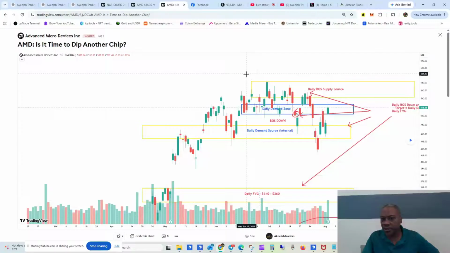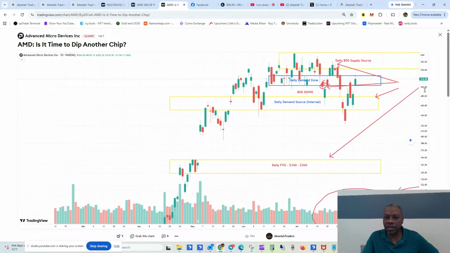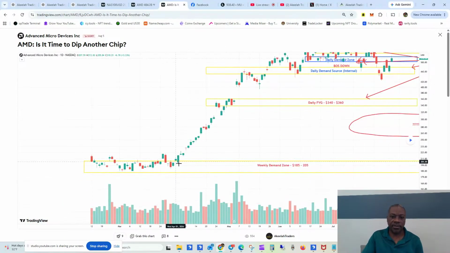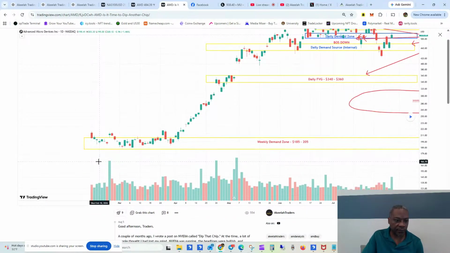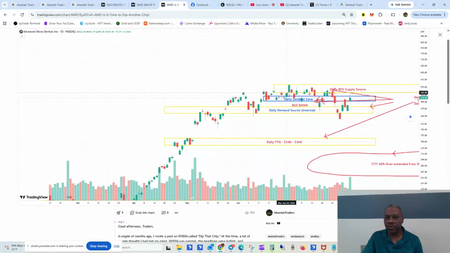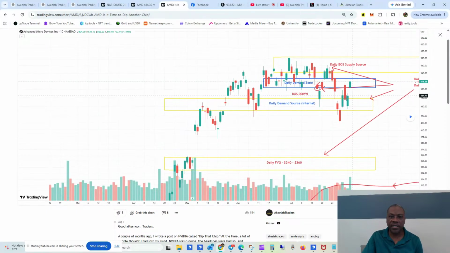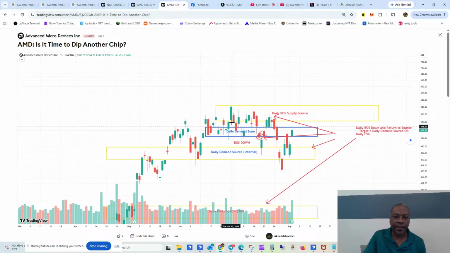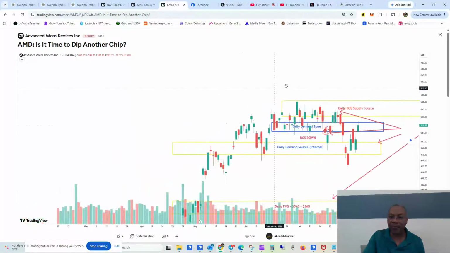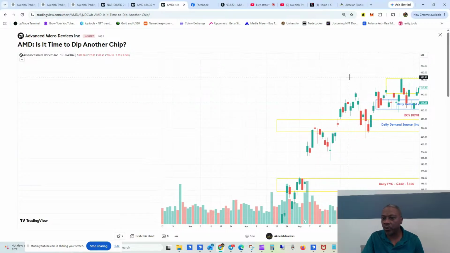So daily demand zone. AMD has been pushing up, this thing's been very strong since below $200 back in the first part of February, March. It's made a huge move from $200 or so all the way up to nearly $600. At the time, you can see where our daily demand was. This is what's important: you've got to be able to find the right demand zone.